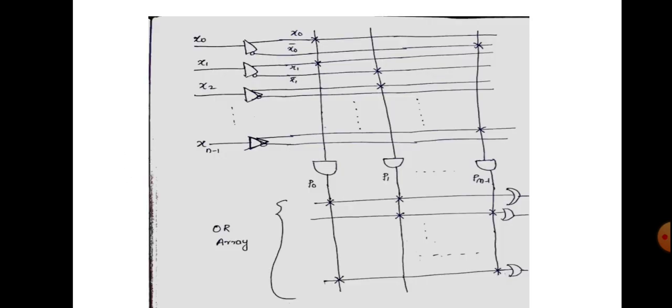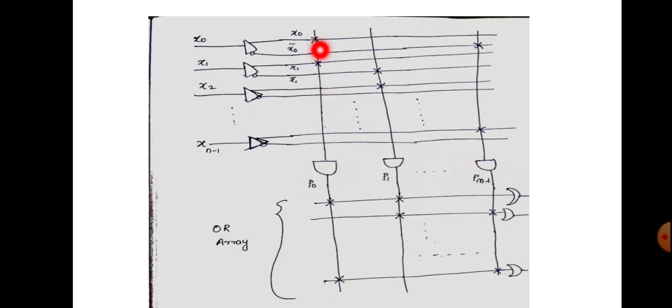Okay. So let us see this is our structure. Suppose x0, x1, etc. up to xn minus 1 are the inputs, then they will be given to the input buffer. The output of the input buffer is x0, x0 bar, x1, x1 bar, like that you can see here. And this is a single horizontal line, and then we have to take the product terms. So we are joining these lines with the AND array. This is the AND array. There will be P0, P1, etc. up to Pm minus 1 AND gates. So this represents the AND array.